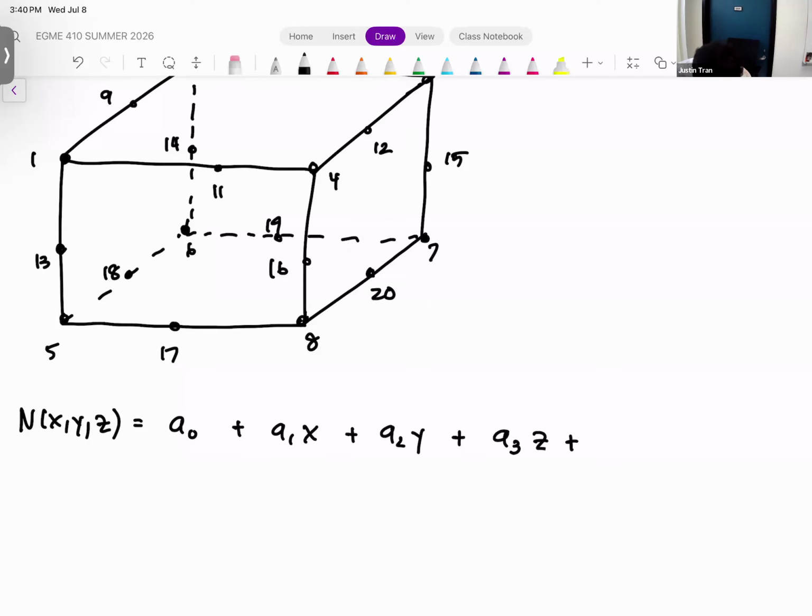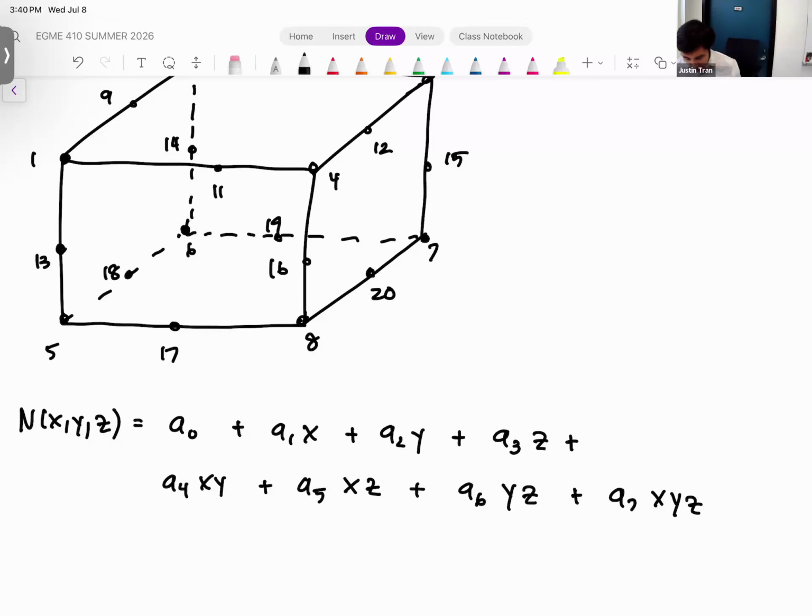The linear cross terms, and so we have A4 xy plus A5 xz plus A6 yz. Right, let's throw in the triplet here as well, just because we're going to need it. Okay, so those are all our pseudo-linear terms, and so those are all of the possible terms that have x, y, and z raised to the first power.